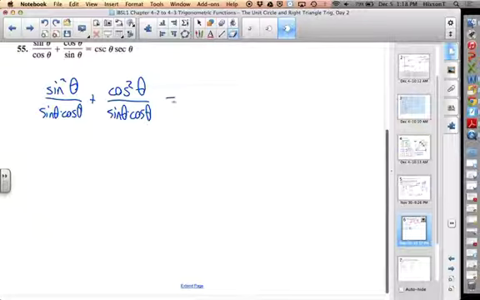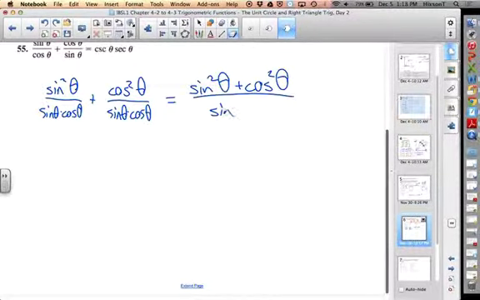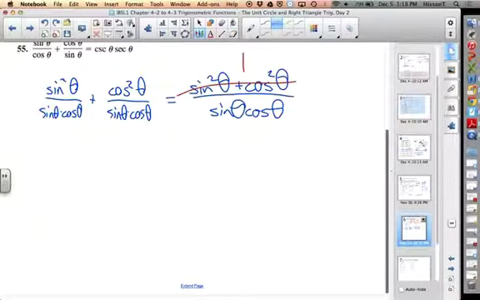Now we can add them together. We get sine squared plus cosine squared over sine times cosine. And you're right, this equals 1. Is that the Pythagorean identity? Yes, this is the Pythagorean identity. Sine squared plus cosine squared is 1.